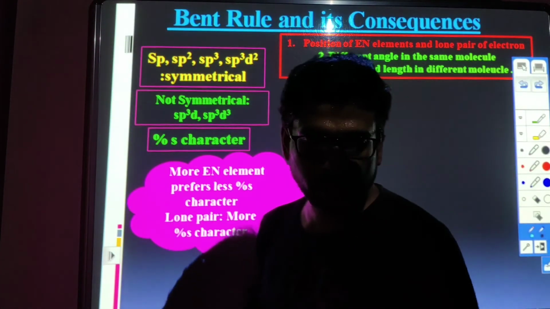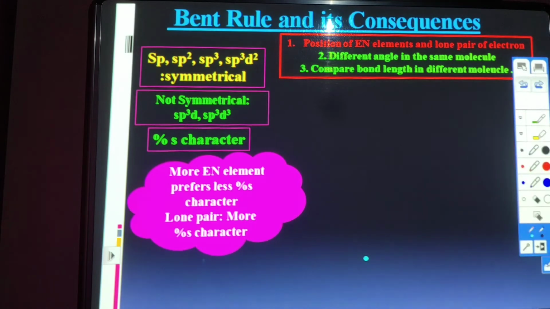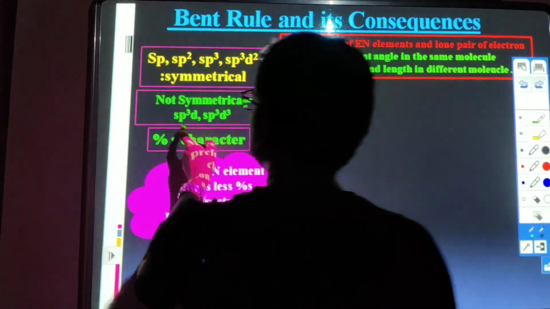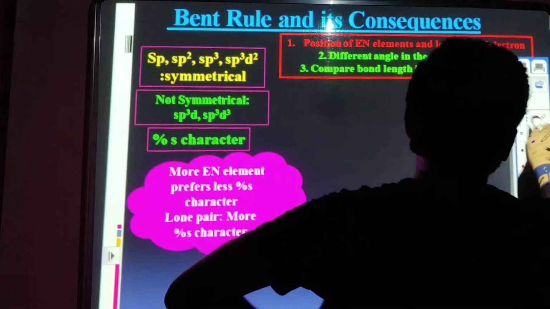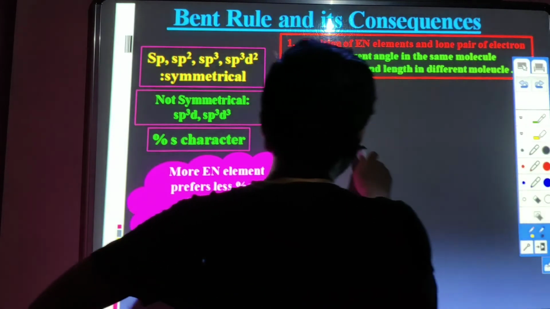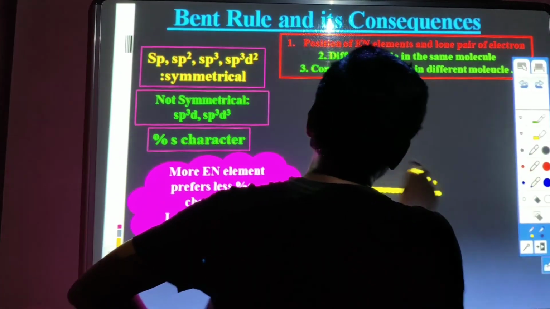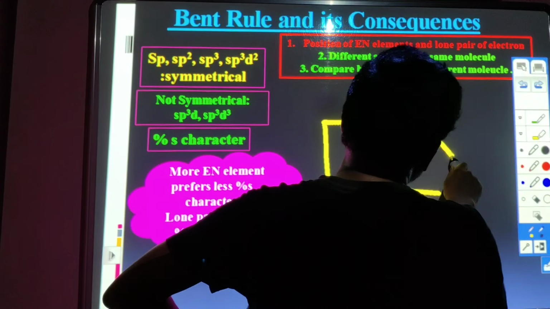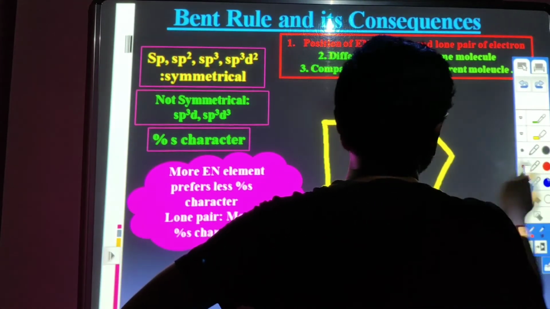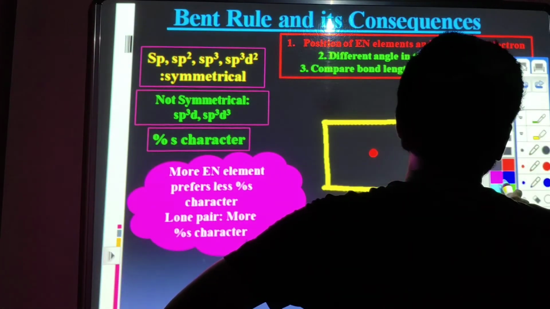This one is like sp3d3. In sp3d3, all the angles are not the same. See, in sp3d3 all the angles are not the same. I'll explain that one. See, in sp3d3 geometry, look very carefully. In sp3d3 geometry, this is the central atom.